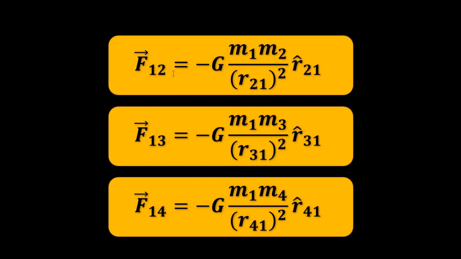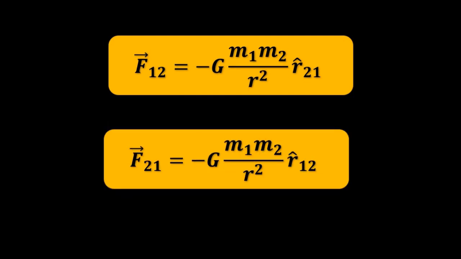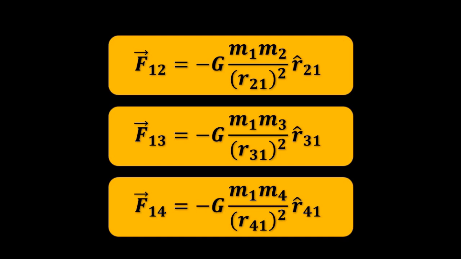And the vector representation of the gravitational forces will be like this. F12 vector is equal to minus G m1 m2 by r21 square, r21 cap. That is the unit vector. F13 vector is minus G m1 m3 by r31 square, r31 cap. F14 vector is equal to minus G m1 m4 by r41 square, r41 cap. Okay, it is similar to the vector representation of the gravitational force which we just studied. The gravitational force vector is always in the opposite direction to the displacement vector between the two masses. That's why the minus sign is present here.